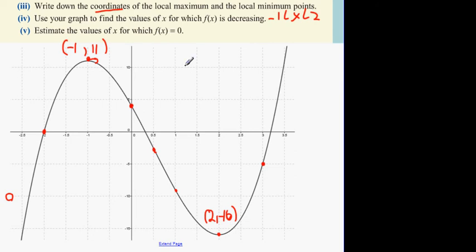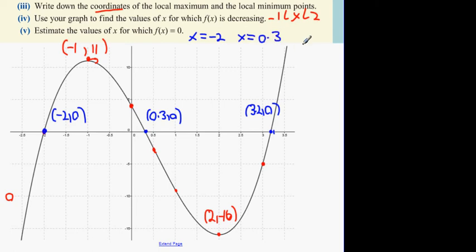Find the values of x for which the y value equals 0. So what's the y value equals 0? -2, 0. Anybody want to take a guess at the next one? What's halfway between 0 and 0.5? It's just ever so slightly above halfway, so we go for 0.3. And then another one here, it's less than halfway between 3 and 3.5, so 3.2. So what are your three values for x for which the y value is 0? x equals -2, x equals 0.3, and x equals 3.2. There are your three values.